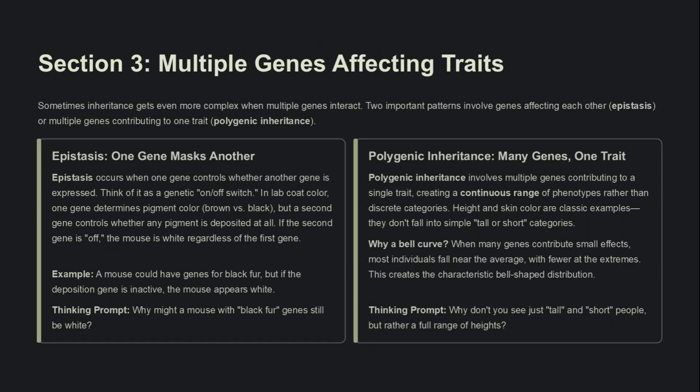Inheritance becomes complex when multiple genes interact. Epistasis occurs when one gene masks another, affecting traits like coat color in mice. Polygenic inheritance involves many genes contributing to one trait, such as skin color. This creates a bell-shaped distribution, showing a full range of heights rather than just tall or short. Consider why a mouse with black fur genes might still be white.